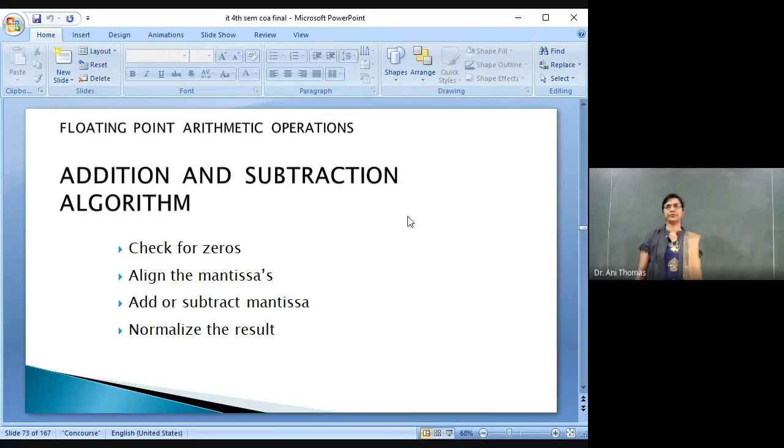With a series of computer organization and architecture. Today we will be discussing the addition and subtraction algorithms of floating point arithmetic operations.